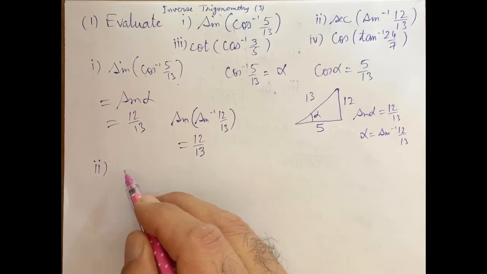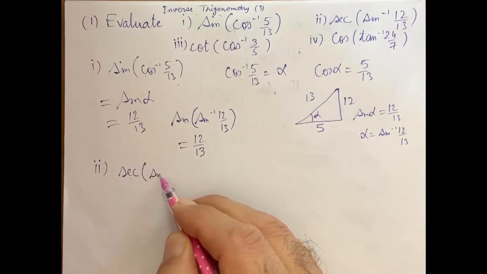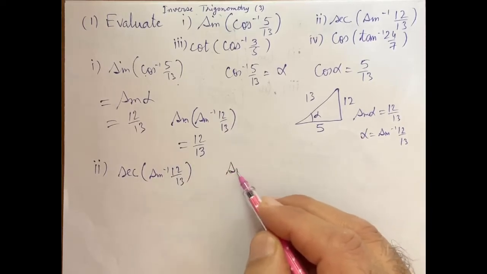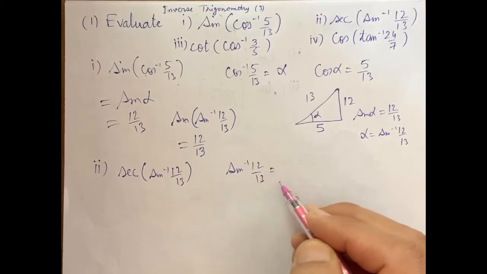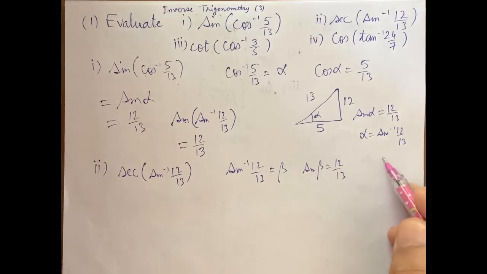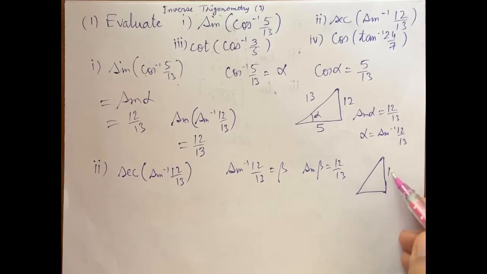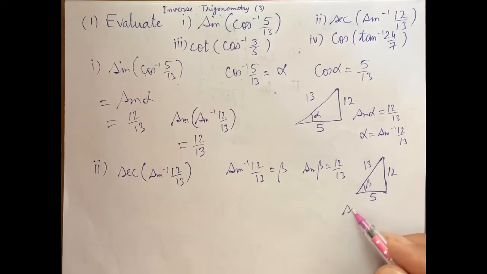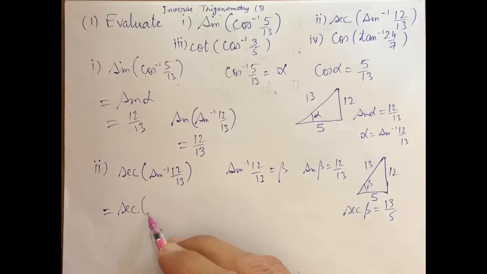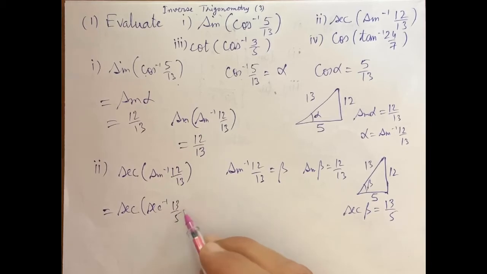Second, we have to find secant of sine inverse of 12 by 13. Sine inverse of 12 by 13 is, let's say, angle beta. This means sine of beta is 12 by 13. So we draw a triangle. This is 12, this is 13, this will be 5. And we find out secant of beta, which is 13 upon 5. So this can be written secant inverse of 13 by 5, which is 13 by 5.